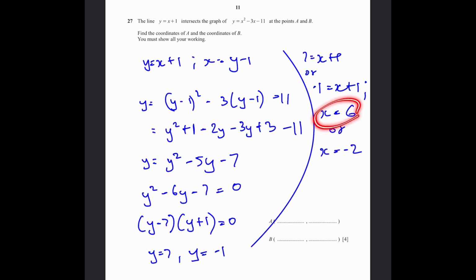And x equals 6 when y is equal to 7. So the coordinates of A will be 6, 7. And x equals minus 2 and y equals minus 1. That means the coordinates of B is minus 2, minus 1. You can write this as the coordinates of A and this as the coordinates of B, but there's no problem with that. And that's the answer.